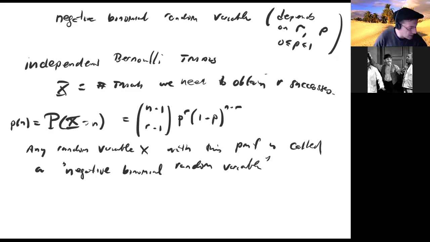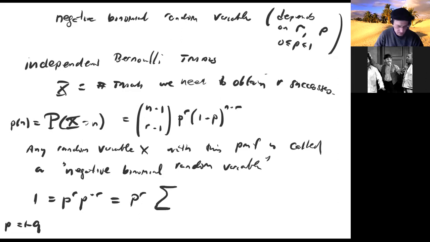Okay, let's see why this is actually a PMF, a probability mass function. I'm just going to use the fact that p to the r times p to the minus r is equal to 1. And what is that? If we set q equal to 1 minus p, and use the binomial series, we'll see that this is p to the r times the sum of minus 1 to the k, minus r choose k, 1 minus p to the k. Oops, I left out a binomial coefficient. I shouldn't do that.